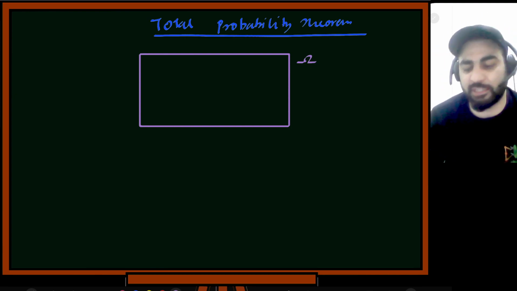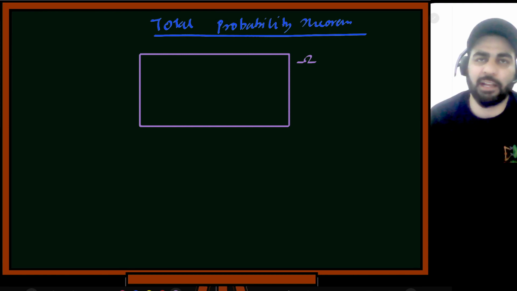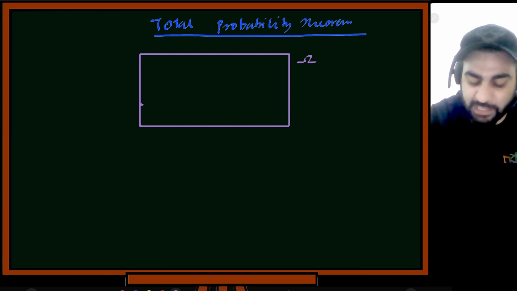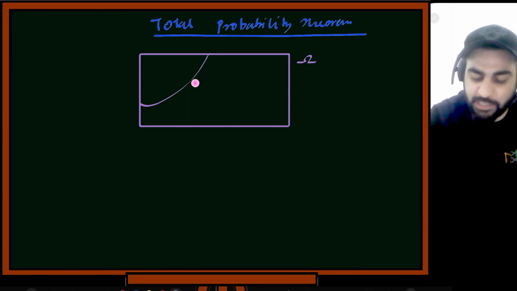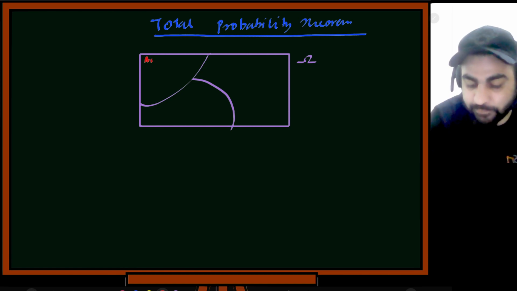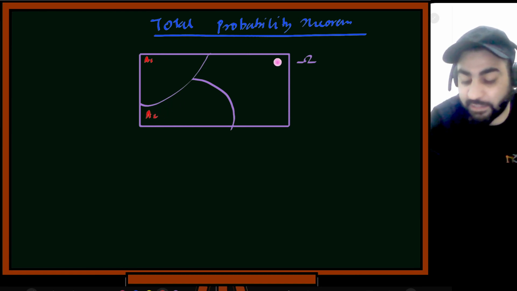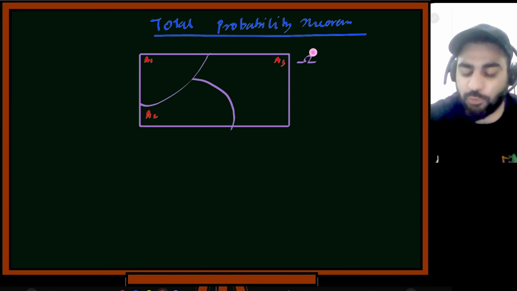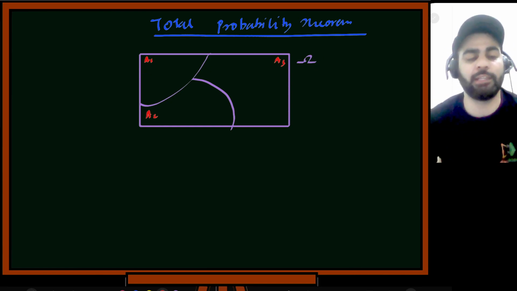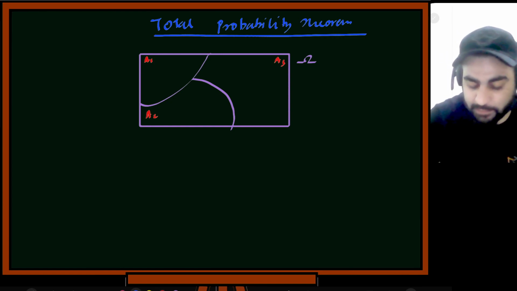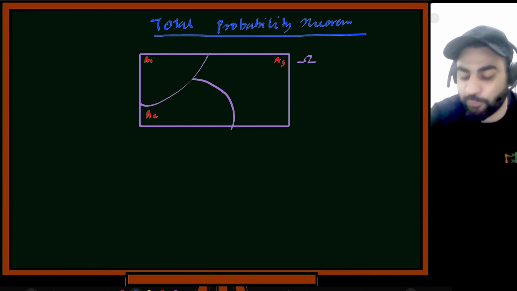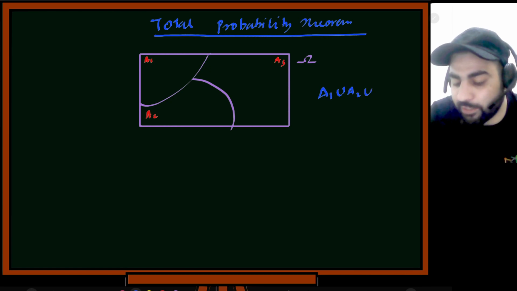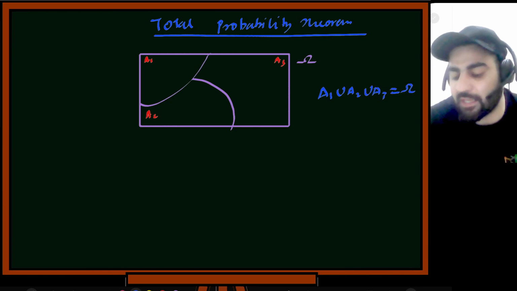Now we have a partition. So what is a partition? Partition means if there are some events, the union of all these events is the sample space. Let's suppose this is A1, this is A2, and this is A3. These are three partitions. This whole thing is our sample space, and A1, A2 and A3 make up the whole sample space. So if you take A1 union A2 union A3, this will give you the sample space. That's why they are called partitions.